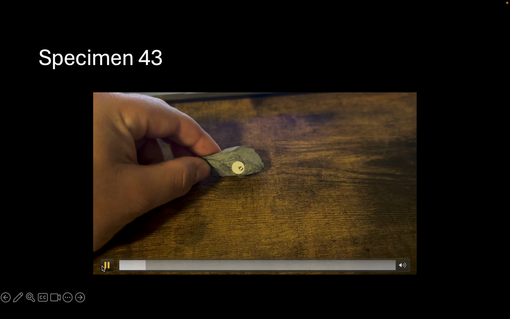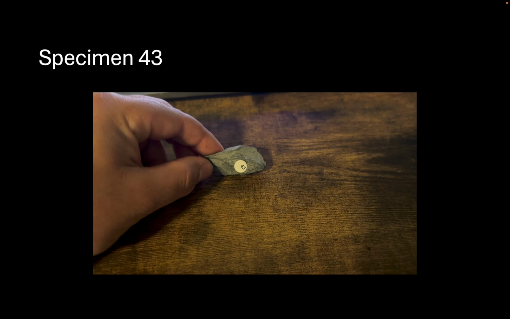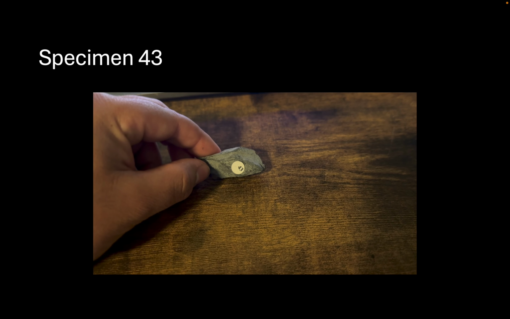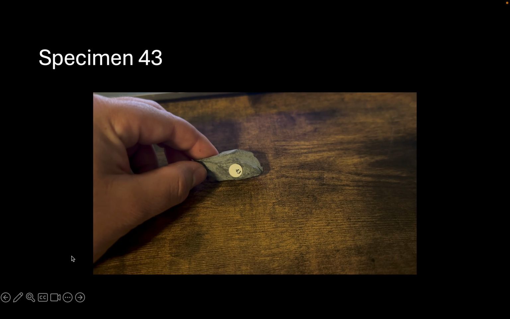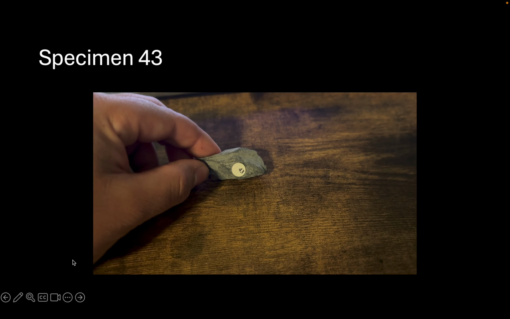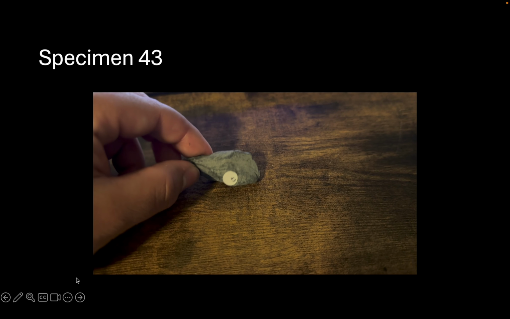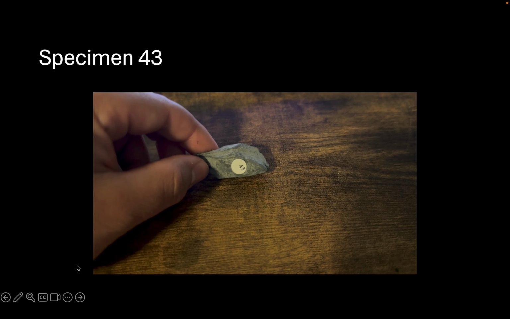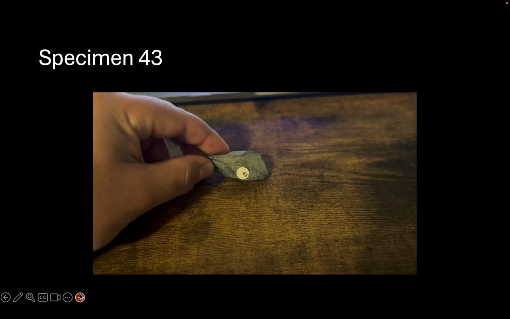The first specimen to be identified is specimen 43. Specimen 43 is foliated. It has fine grains or no visible grains. It has flat cleavage and a dull luster. I determined this specimen to be slate.